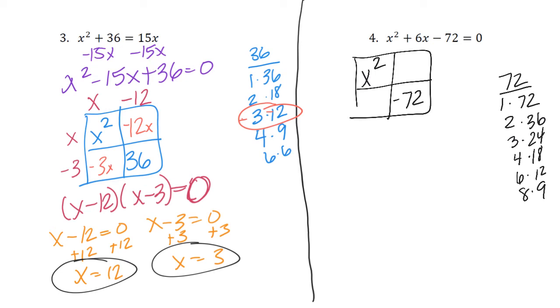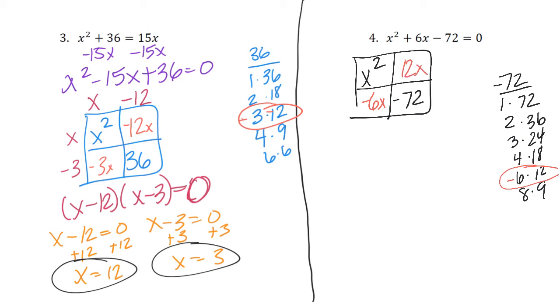So now we want to see which of those we can use to get 6. But remember, this is actually going to be a negative 72. Sorry, I missed that negative there. So that means one of them needs to be positive and one of them needs to be negative. So if we need 6, that means we're going to need to subtract them to get the 6. So that means we're going to use 6 and 12. We need a positive 6, so we need to do 12 minus 6. So negative 6x and positive 12x.